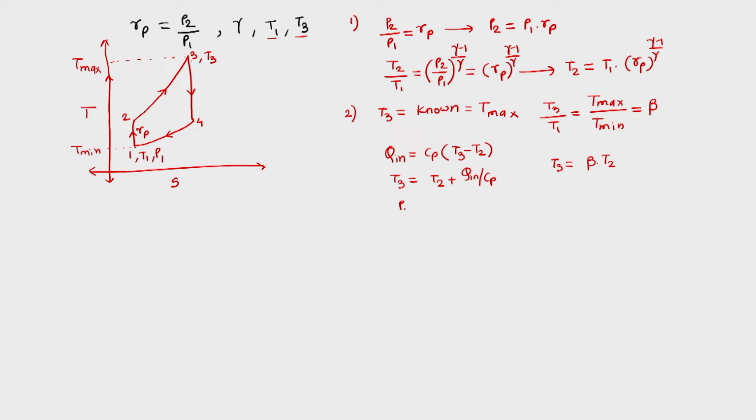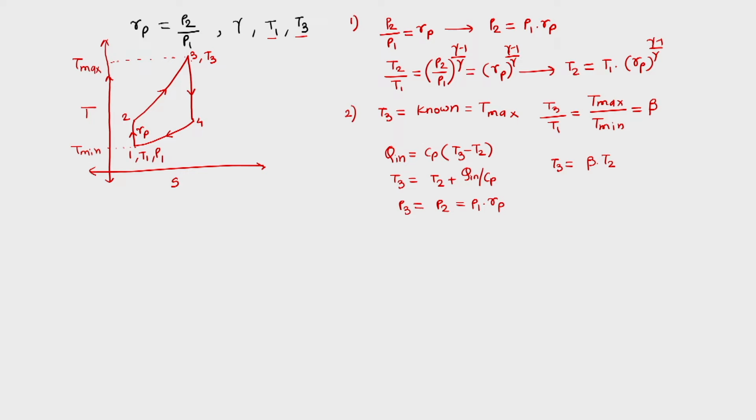For P3, we know P3 is equal to P2, which is equal to P1 into Rp. Process 2 to 3 is an isobaric process, so pressure is constant. So P2 is equal to P3.